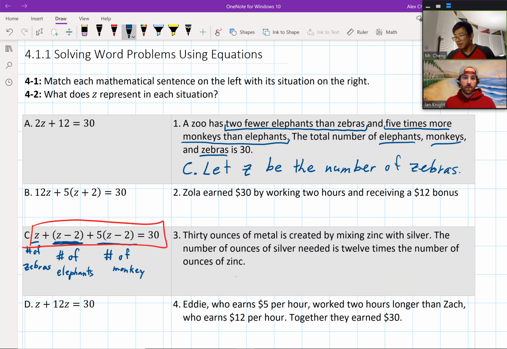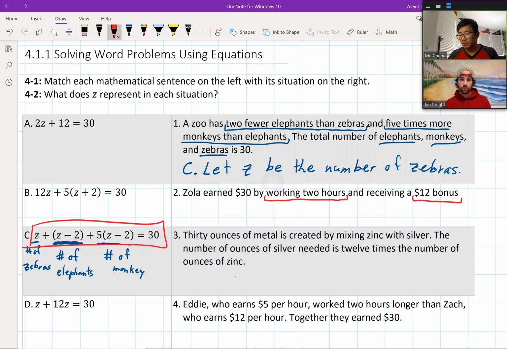Alrighty. So taking a look at this one for Zola, number 2. Zola earned $30 by working 2 hours and then received a $12 bonus. So like you said before, I like how you split that first one up into 3 terms because there's 3 different animals. In this case, I think we can split it up into how she's earning her money. And so she earns $30 2 ways, right? By working her 2 hours and then getting however much she gets paid. And then that $12 bonus just on top of that.